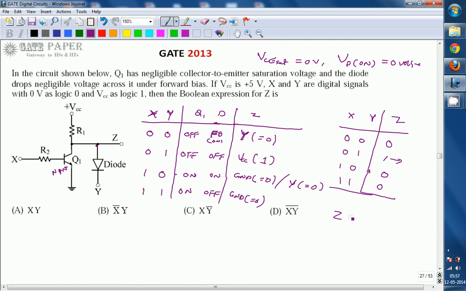So Z is equal to X bar Y. This is the right answer. So the correct option for this one is B. X bar Y is the right answer.